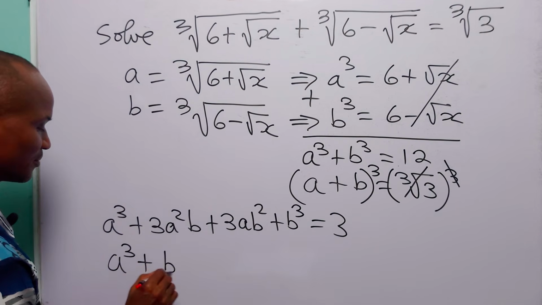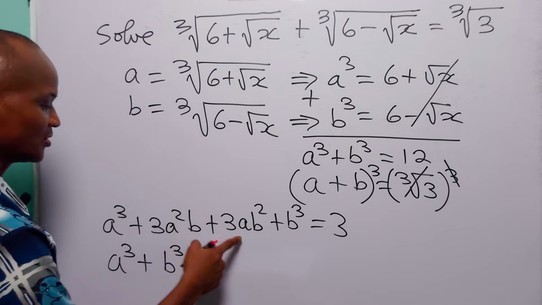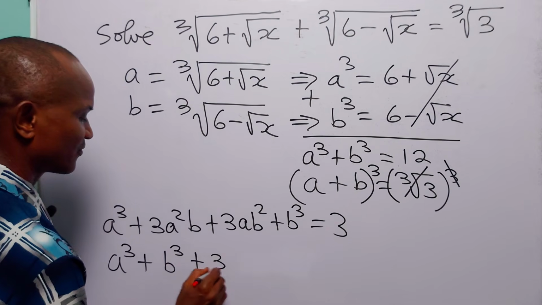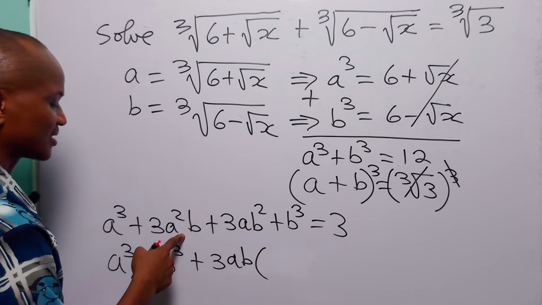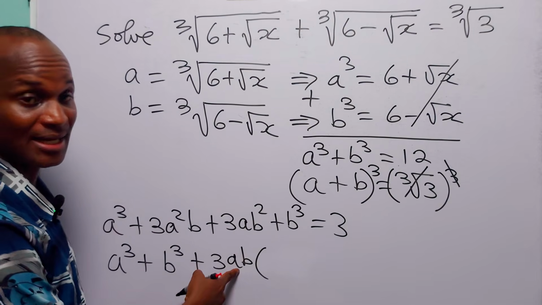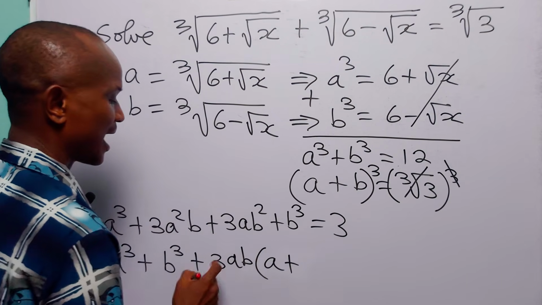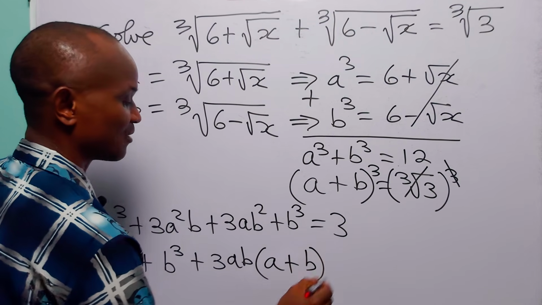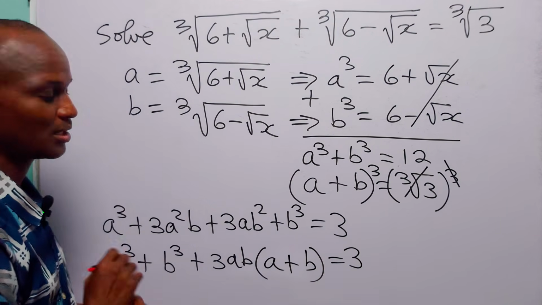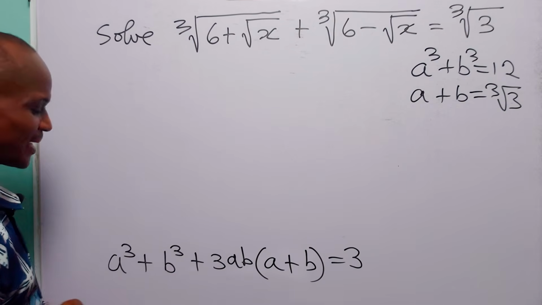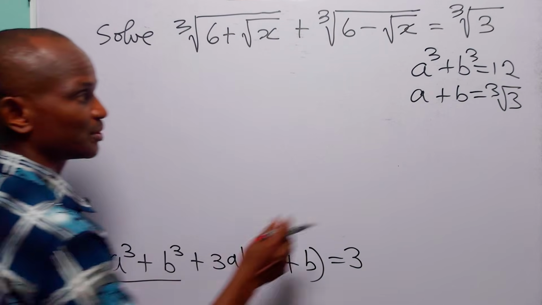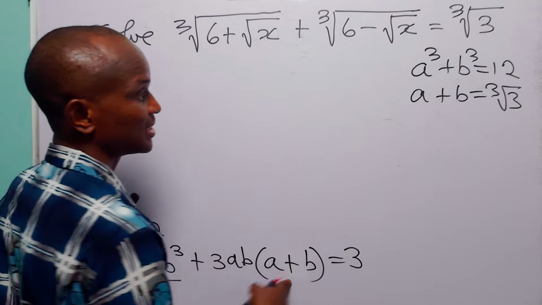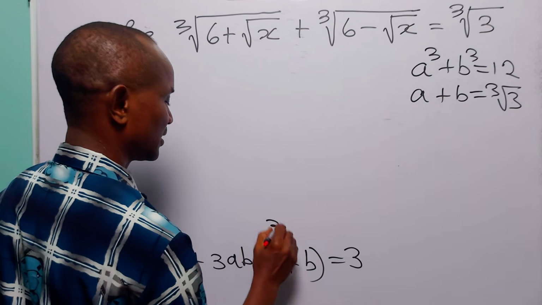plus b cube plus, when you look at these two terms, you will see a common factor, which is 3ab. So we have 3ab into a plus b, since 3a squared b divided by 3ab is going to give us a, and 3ab squared divided by 3ab is going to give us b. Now, this is still equal to 3. But now, remember that a cube plus b cube is equal to 12. So, this is 12. And a plus b is equal to the cube root of 3.